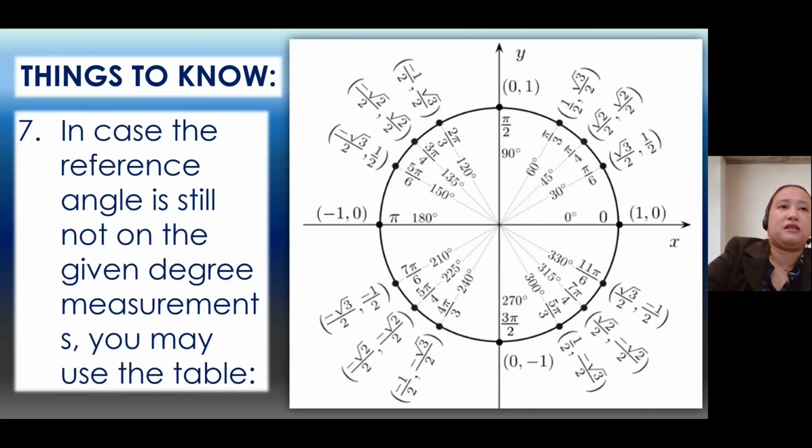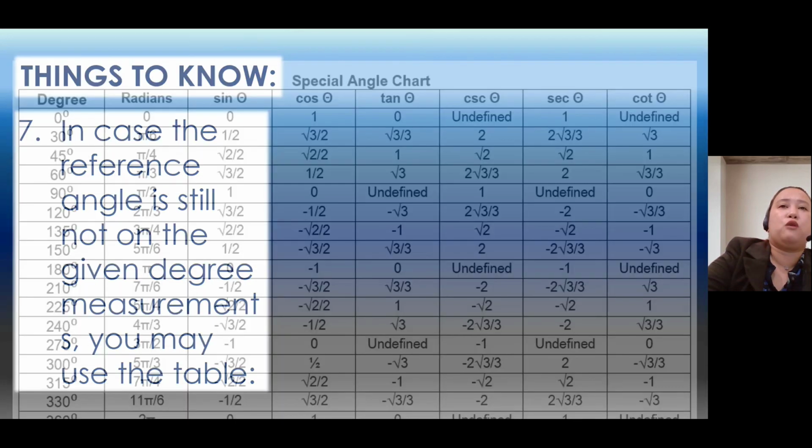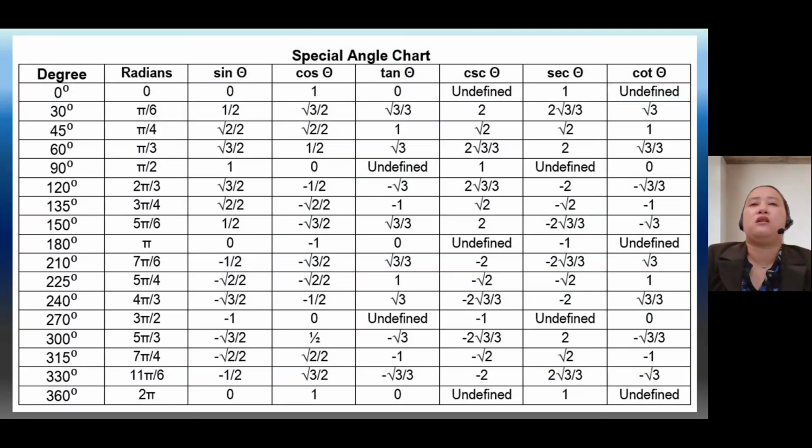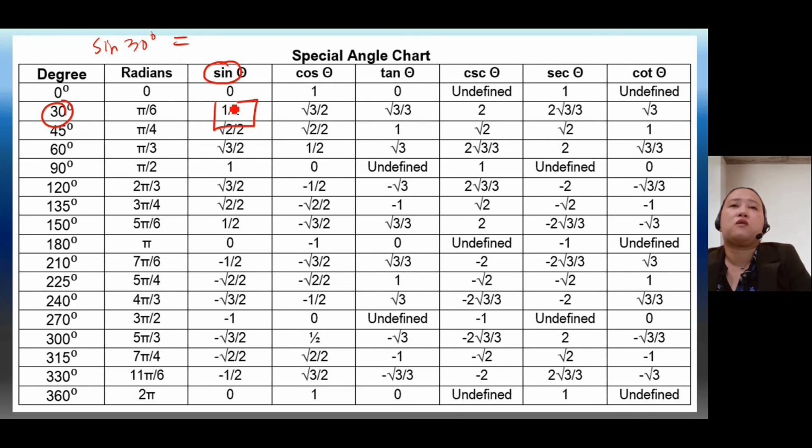And then number 7, in case the reference angle is still not on the given degree measurements, you may use the given table here. But if you have your calculator, you can just use your calculator. So how are you going to use this table? If ever you do not have your calculator, say for example, sine of 30 degrees. The answer is actually the intersection, that is 1/2.